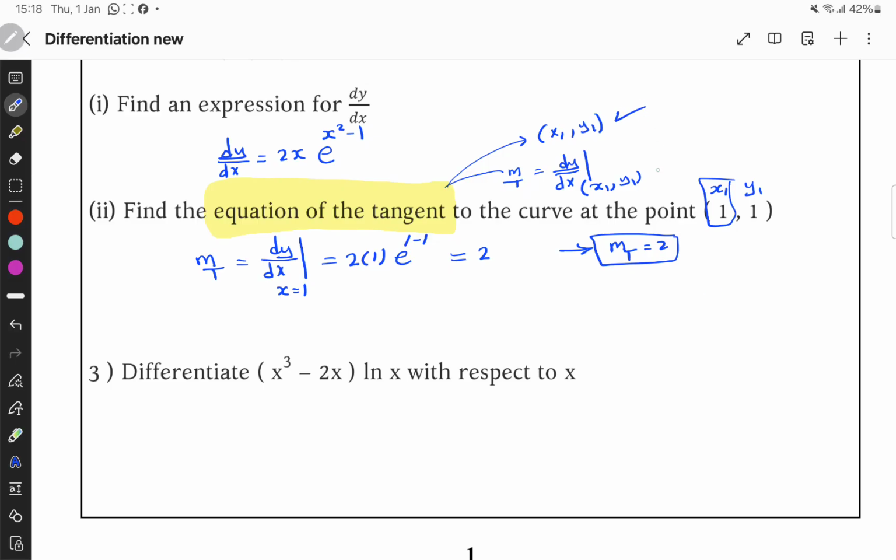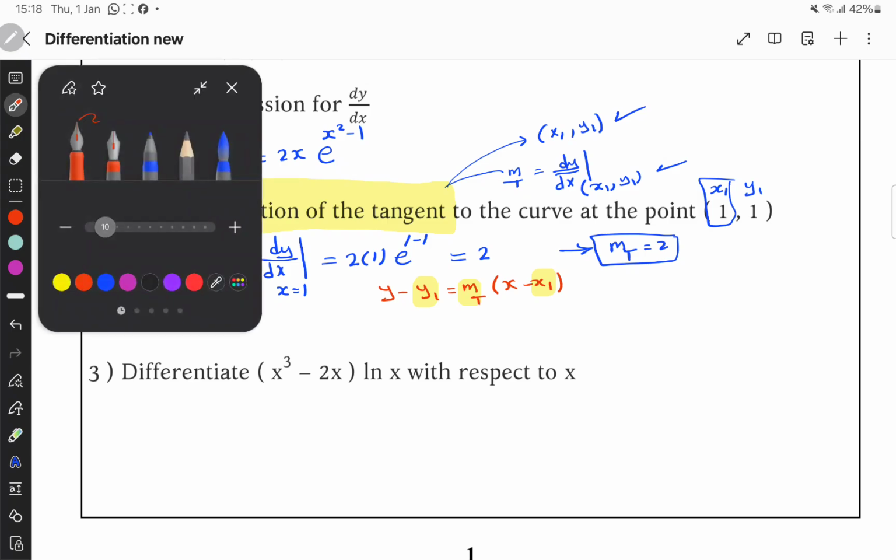So that point, and that is the gradient of the tangent. And everyone knows that the rule is y minus y1 is equal to m of the tangent times x minus x1. Now we just substitute x1 and y1 and the gradient of the tangent in that equation.